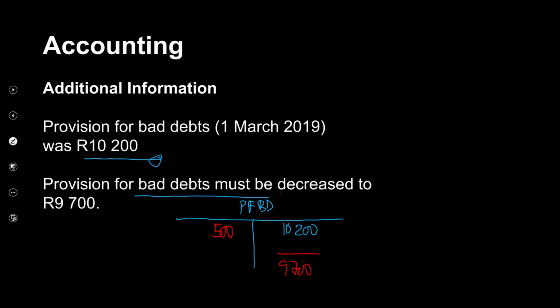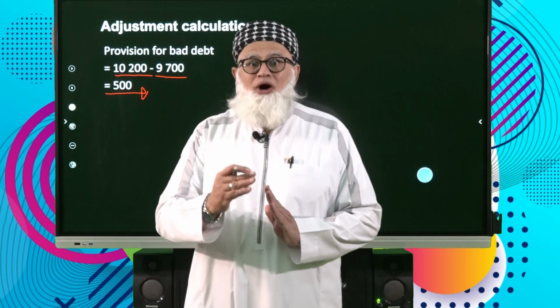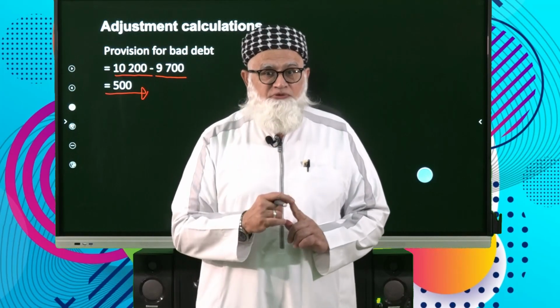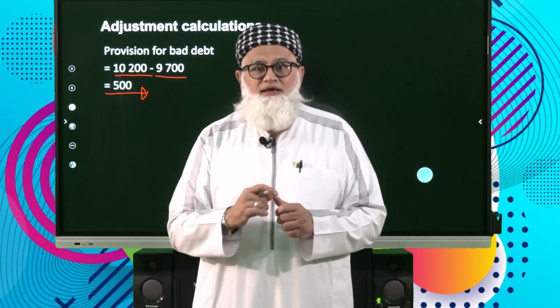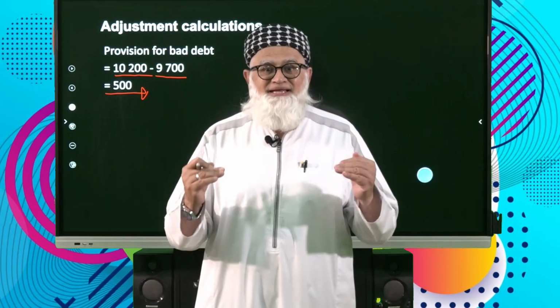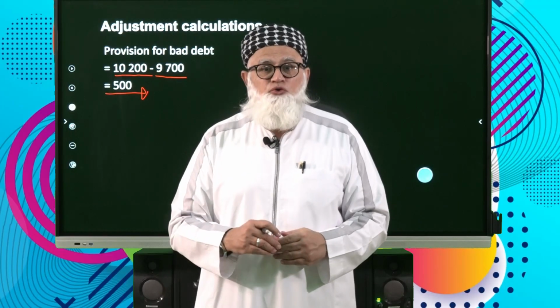So when we are decreasing the provision for bad debts, watch here. Provision for bad debts is 10,200, must now become 9,700. We are decreasing it, meaning that your provision for bad debts adjustment, when you are decreasing your provision, becomes an income. When you are increasing your provision for bad debts, it becomes an expense. Which account? The adjustment account. Remember, provision for bad debts is a negative asset. Why? It reduces the balance of your debtors. So it's debtors less provision for bad debts that will give you net trade debtors.